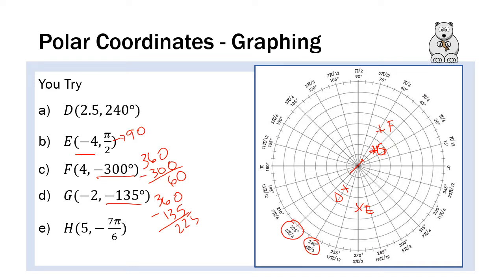And the last one, okay, that's negative 7 pi over 6. Well, that's negative 210. And so 360 minus 210 is 150. So I'm going to 150. That's over here. And I'm going towards it 5. 1, 2, 3, 4, 5. That's H. And you're going to get some practice on your own to do these.